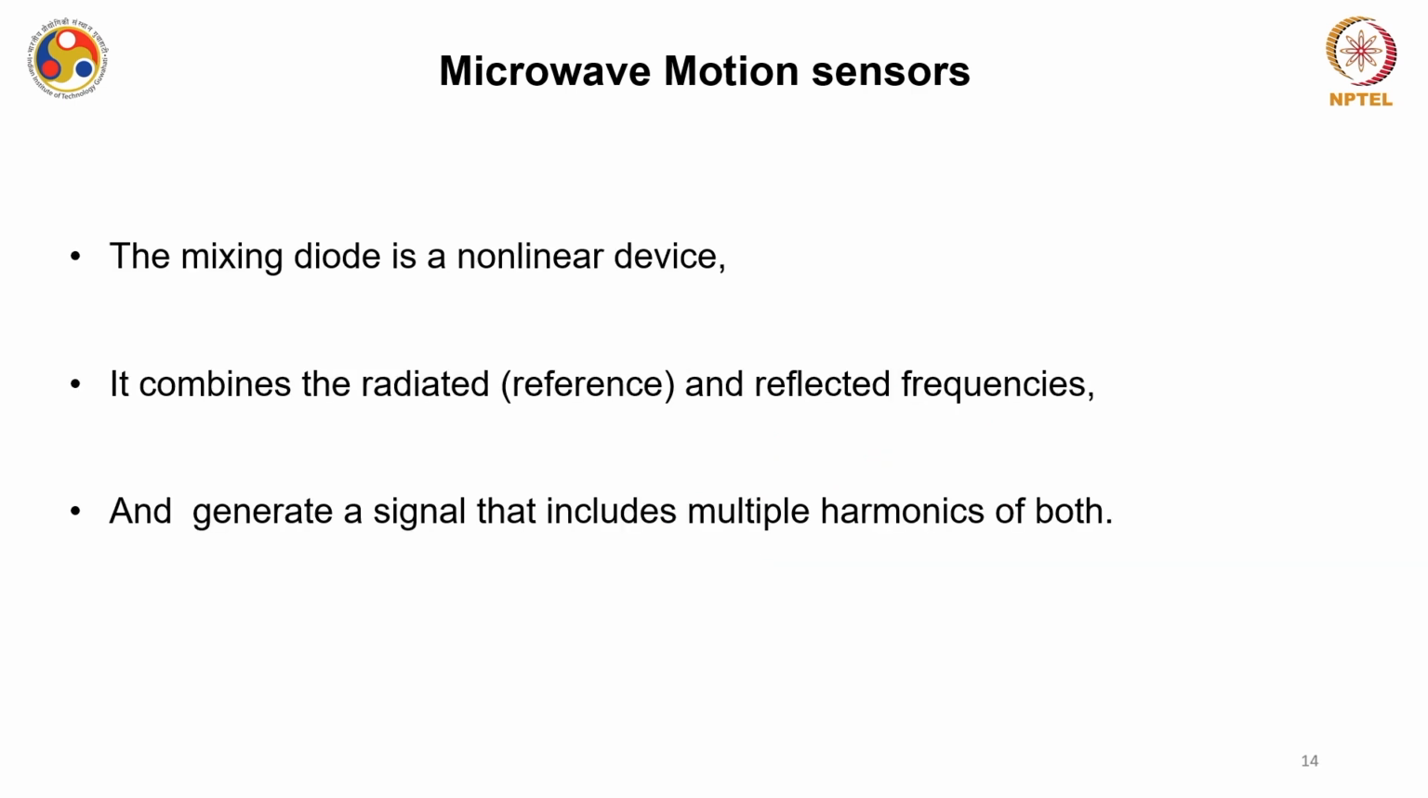Now this goes to the mixer diode or mixing diode. The mixing diode, as I have mentioned earlier, is a nonlinear device. So it combines the reference or the radiated signal and the reflected frequency. When it combines them together, it generates a signal that includes multiple harmonics of radiated and reflected frequencies.